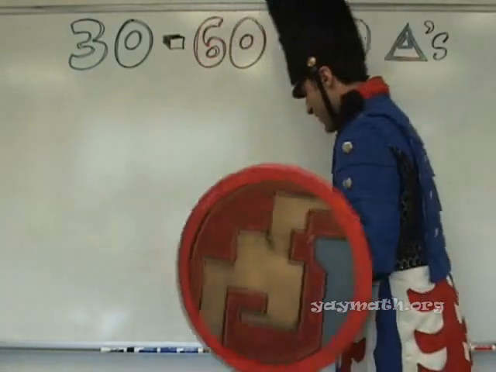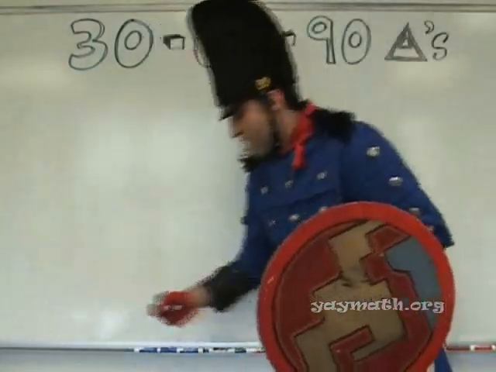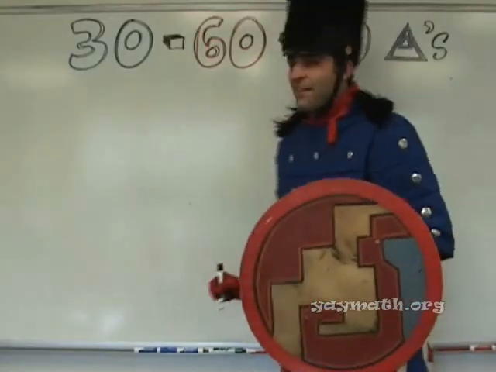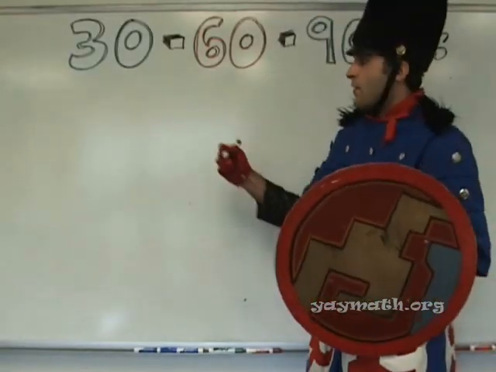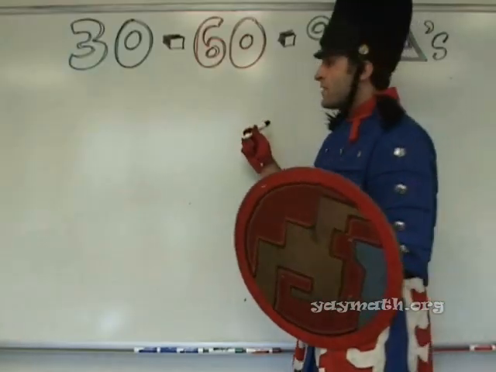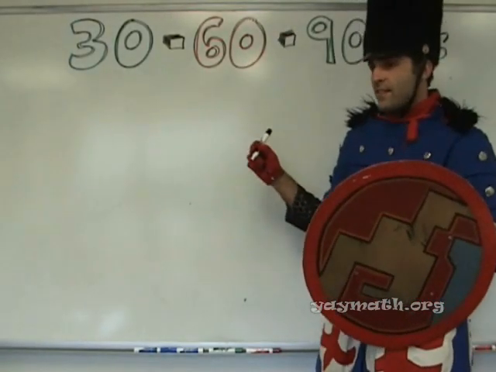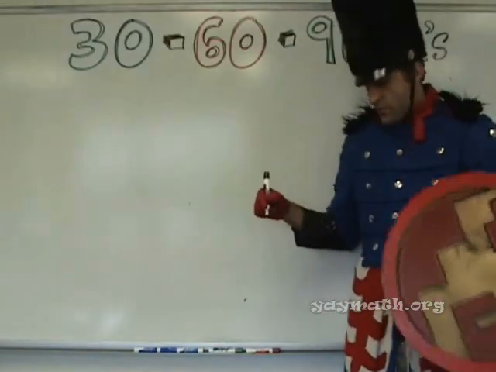Okay, time to do it. You ready? 30, 60, 90 triangles. I'm going to try holding the shield for a little. The 30, 60, 90 triangle is the most prevalent triangle in the whole SAT, so we picked a good one to dress up in.